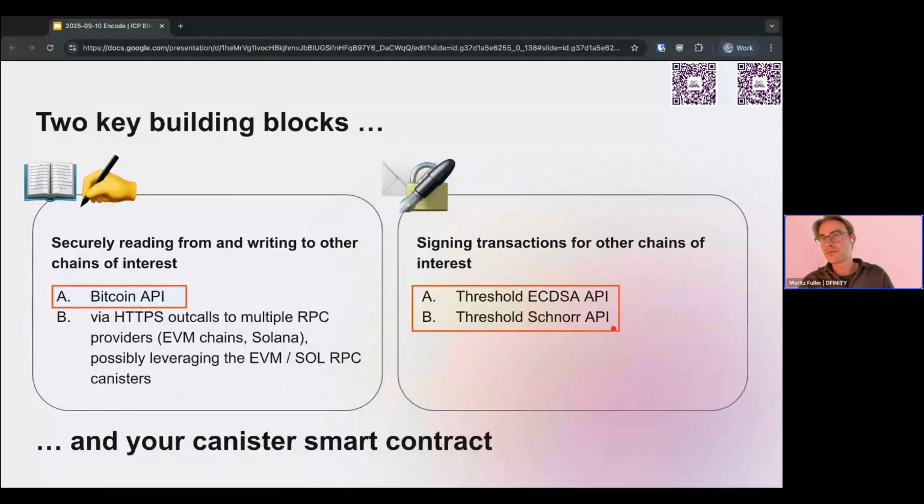Bitcoin supports both signature schemes, both ECDSA and Schnorr, so we can use both. If you want to learn more about other chains and how to integrate with them, feel free to scan the two QR codes here in the top right corner. So those are the three things that we are going to cover today when it comes to the Bitcoin integration and how to build BTC-Fi projects on the Internet Computer.